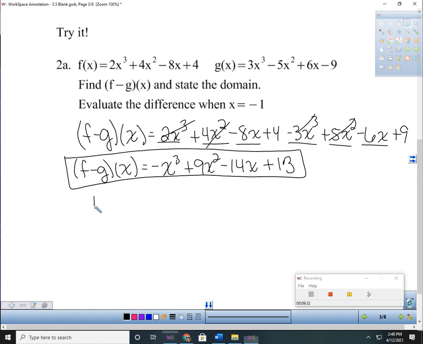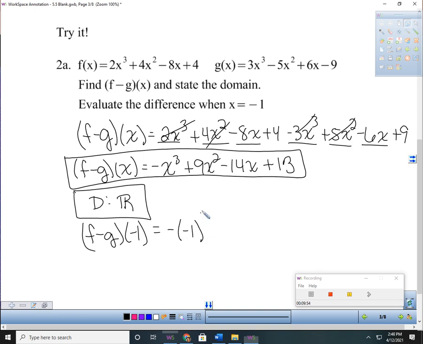All right, the domain on that, we don't have any x's under an even root, and we don't have any x's in a denominator, so that would be all real numbers. And then when we plug in negative 1, we have f minus g of negative 1. So negative 1 cubed plus 9 times negative 1 squared minus 14 times negative 1 plus 13. And that gives you 37.